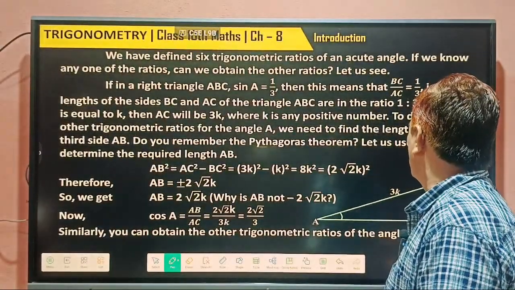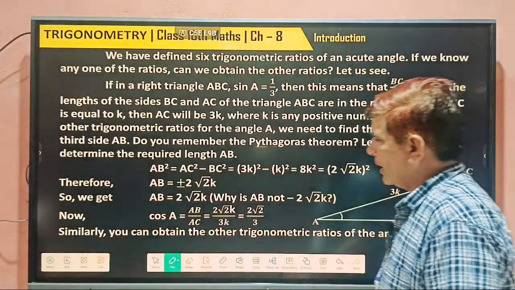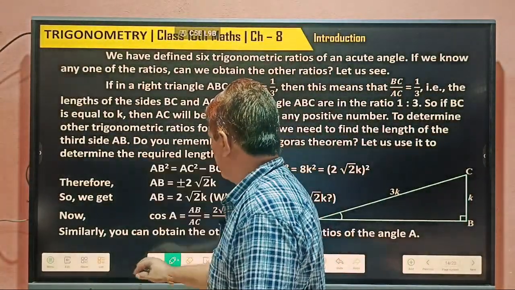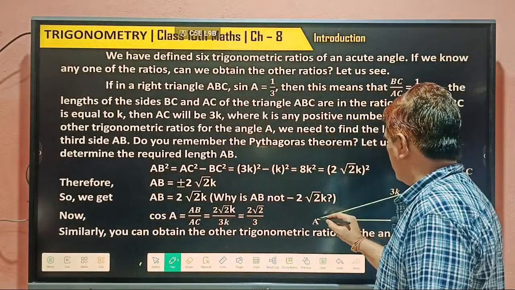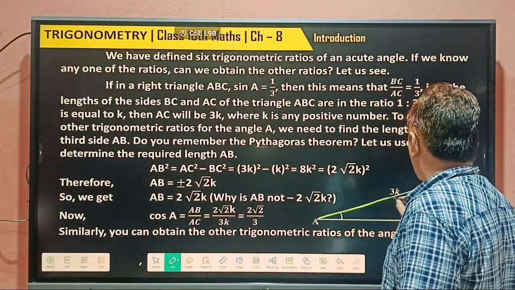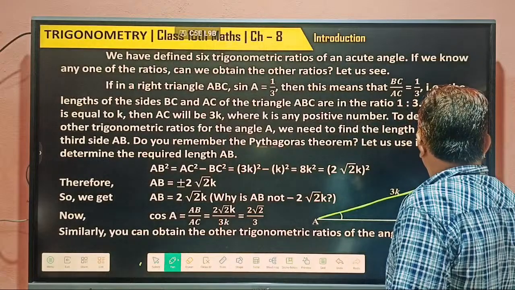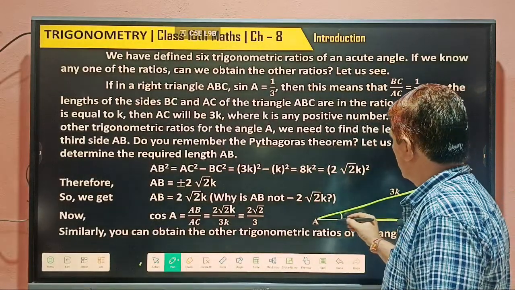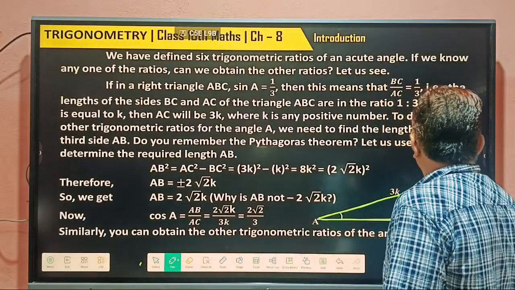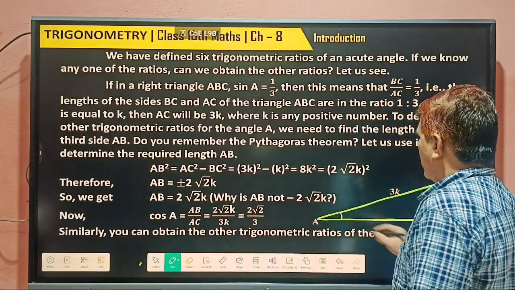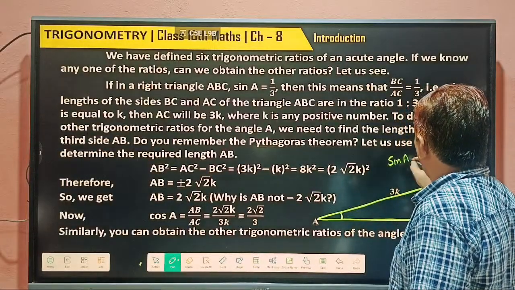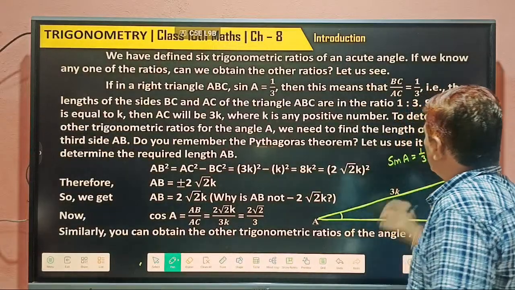In a right angle triangle, if sine A equals 1 by 3, then its meaning is BC by AC equals 1 by 3. So one triangle is given to us. This angle is 90 degrees, this angle is A, and given sine of A equal to 1 by 3.